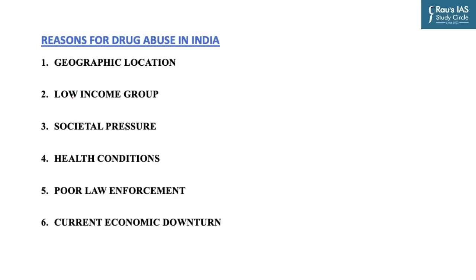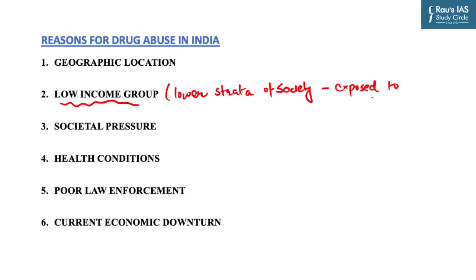Moving on, the second reason for drug abuse in India is low income. Now, in studies conducted regarding the consumption of drugs in the world, it has been observed that people belonging to the lower strata of society, or from the weaker or vulnerable sections of society, are particularly exposed to drug abuse. And for them, the consumption of drugs is from the relaxation point of view.